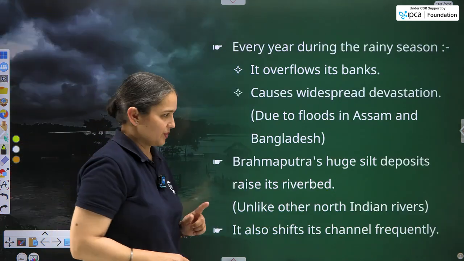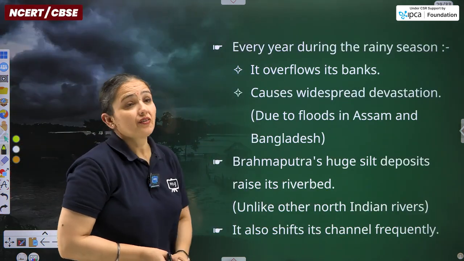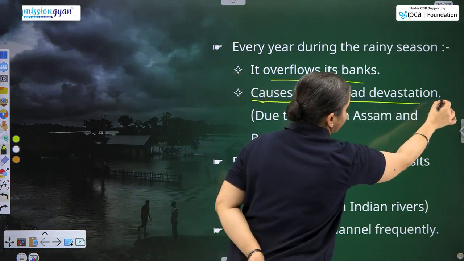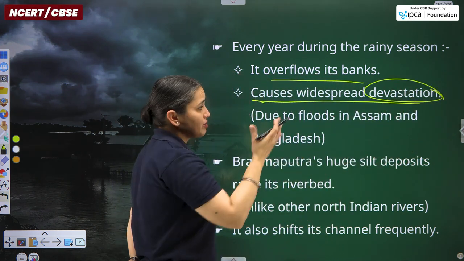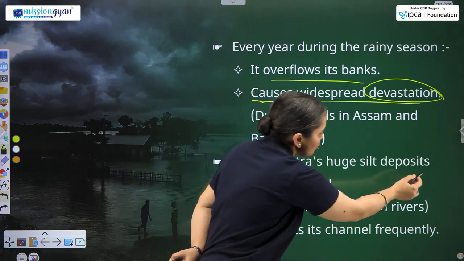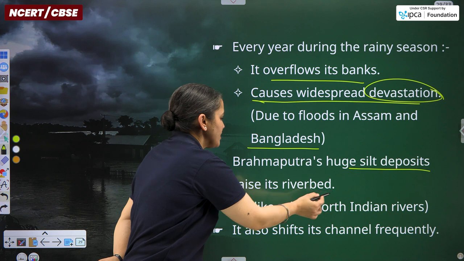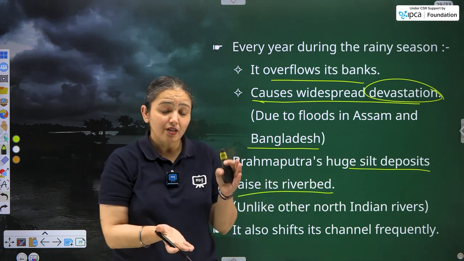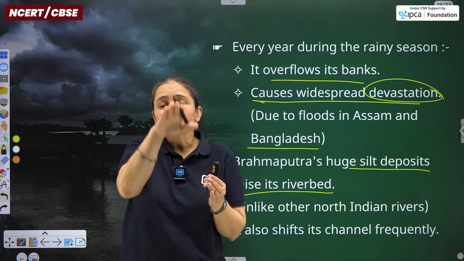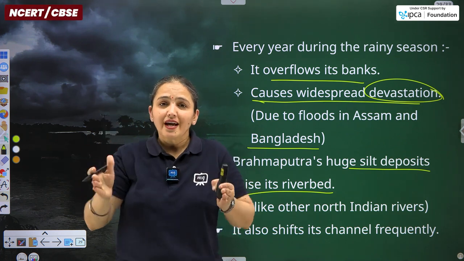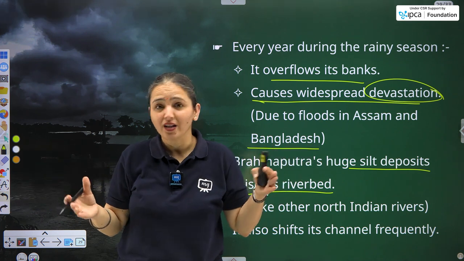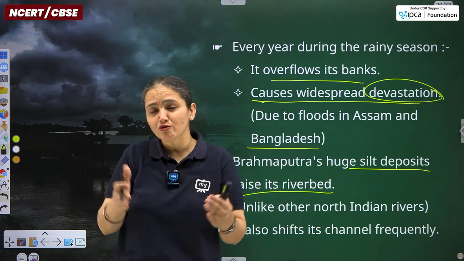Chapter number 2. Yes. Every year during the rainy season, it overflows its banks and causes widespread destruction due to floods in Assam and Bangladesh itself. Brahmaputra's huge silt deposits raise its riverbed. As the riverbed, we are talking about the central part of the river flow, is rising, it means the sidewise water flow has to spill outside. There is no other choice because water has to flow.